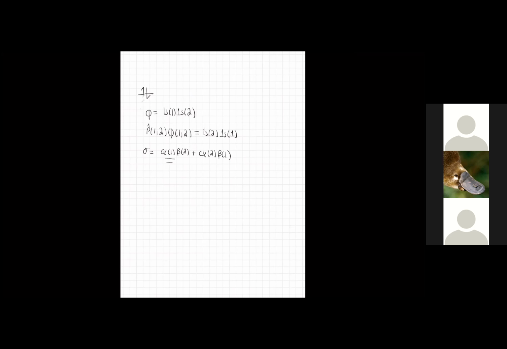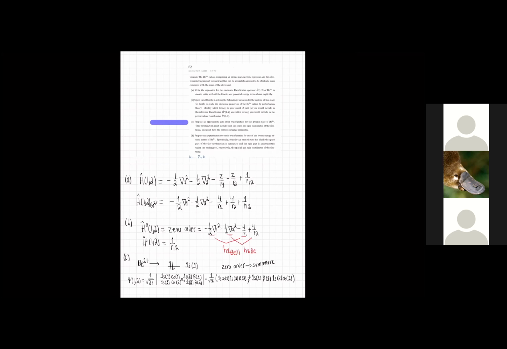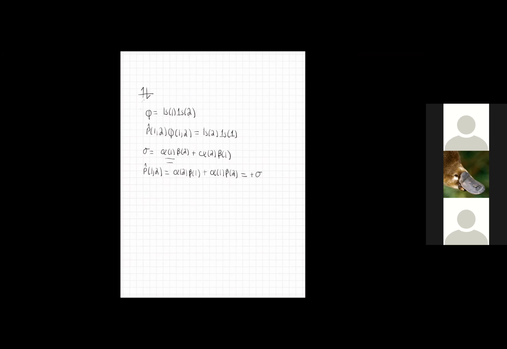And if we apply the perturbation operator, it's just going to switch these. These are just going to be equal to each other, so it'll be like 2 beta 1, plus alpha 1 beta 2, which is the same as the original wave function. And a zero order wave function just means that the wave function itself is symmetric. I forgot to also state this. So it switches 2 to 1 and 1 to 2, but it's the same wave function.